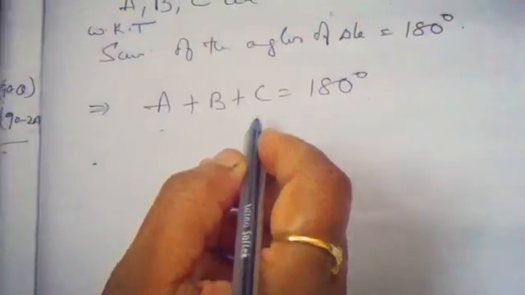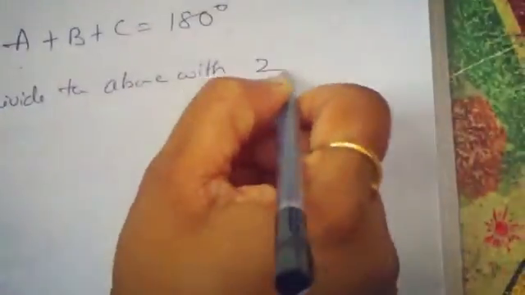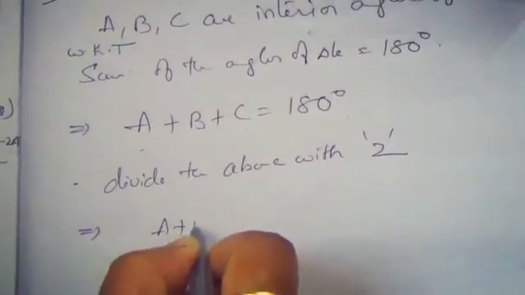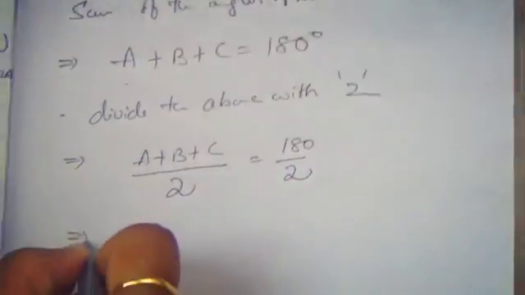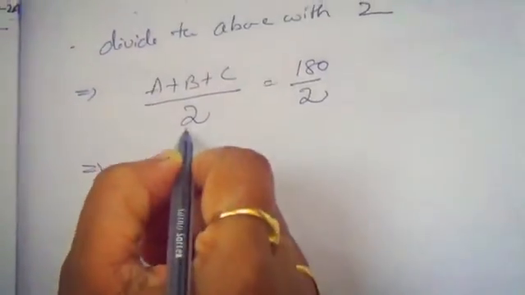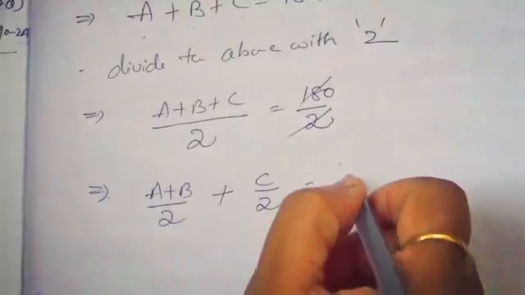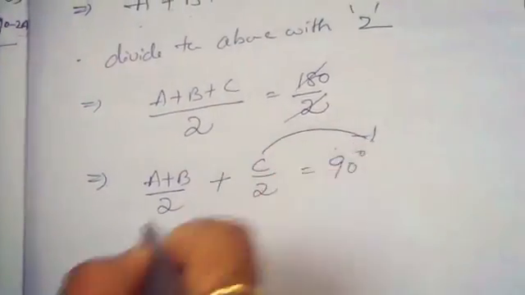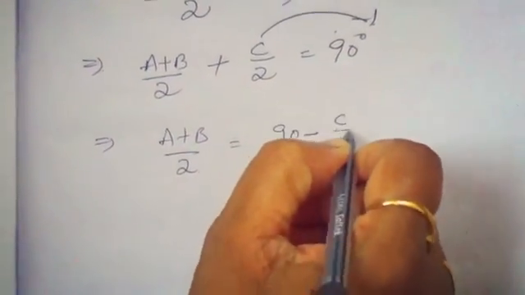So here, according to the sum, I want to divide the above by 2. That implies (A plus B plus C) by 2 is equal to 180 by 2. According to the sum, A plus B has to be separated. So (A plus B) by 2, I am separating the denominator for the terms, plus C by 2 is equal to, on cancellation, 90 degrees. Just take this C by 2 to the other side. So (A plus B) by 2 is equal to 90 minus C by 2.